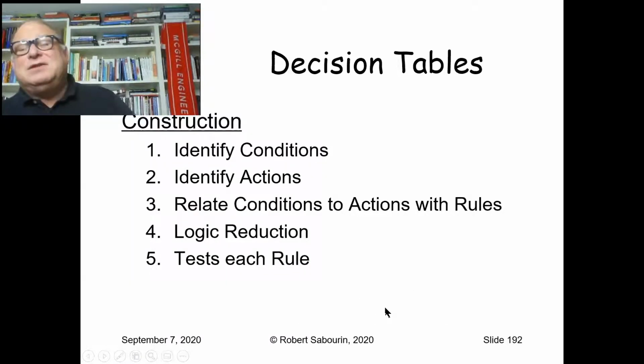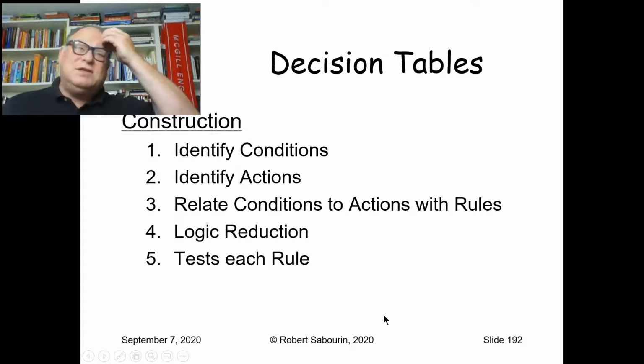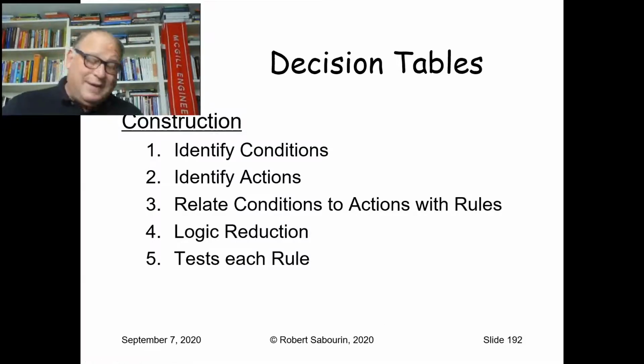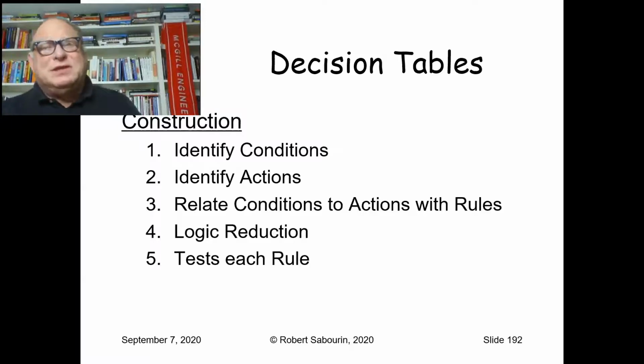When we construct a decision table, we basically start by trying to identify conditions. What are the factors that are influencing the logic? What are the input variables, if you will? And then we want to identify what are the actions. The actions are the variable outcomes. So the conditions are like the input, the actions are like the output.